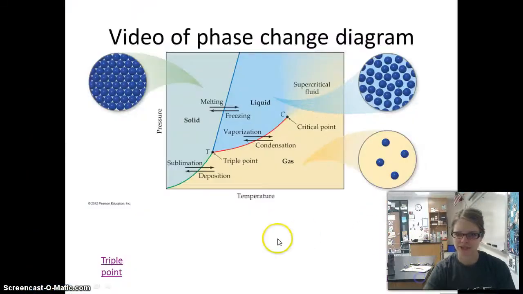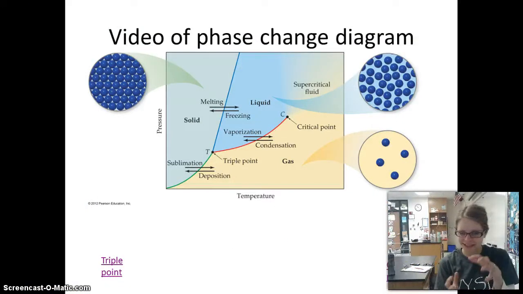Okay, back to our diagram. So you can see that the triple point is the point at which a solid, liquid, and gas are all happening in the same container. It's a set temperature and pressure. And there's a triple point for every substance, because we can have a phase change diagram for every substance.